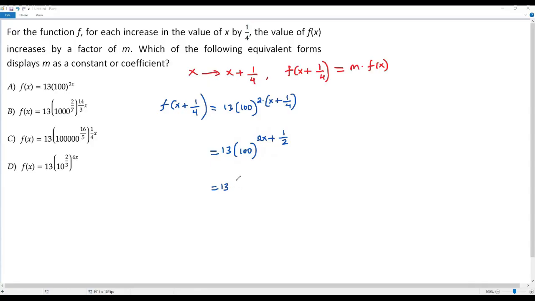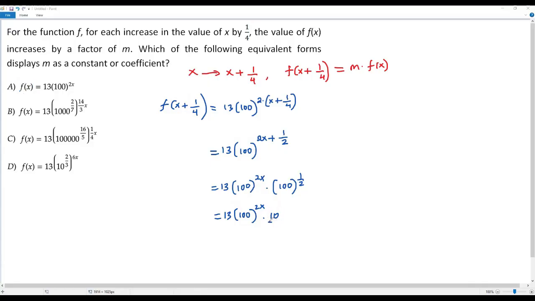Let me write over here. That is 100 to the power of 2x times 100 to the power of 1/2. Here I have taken the base separately for each of these two values and multiplied the results. So 13 times 100 to the power of 2x, and when I evaluate the other factor, I'm getting 10. This is what we have for f of x in answer choice A. When the value of x is increased by 1/4, the function f of x in answer choice A increases by a factor of 10.